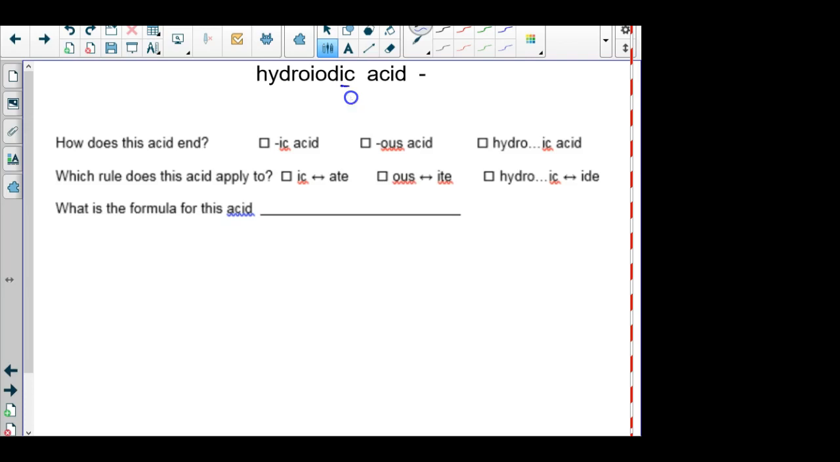This is an ic. It's a hydroic, so it's this one. Hydroic goes to ide, so let me try that again. Iodide. So that's going to be I 1-. Remember, once you know this, you can look this up on your ion sheet, and it's going to be HI for its formula. -1, so it gets one H out in front.